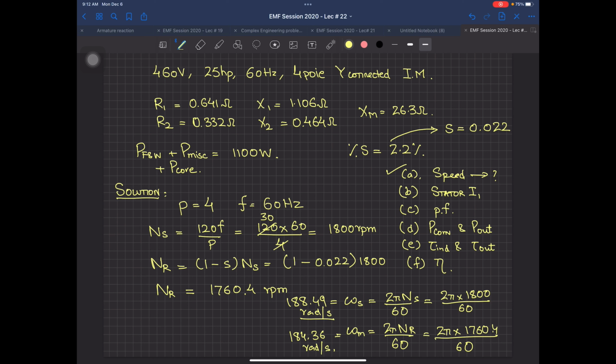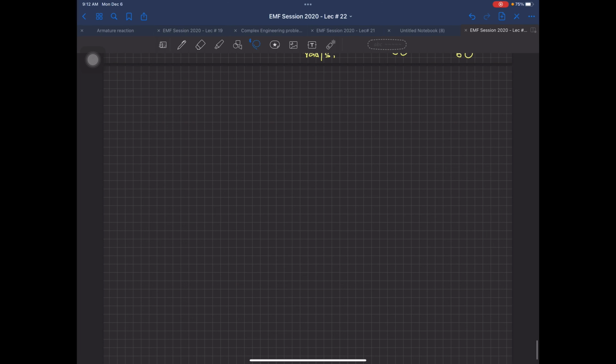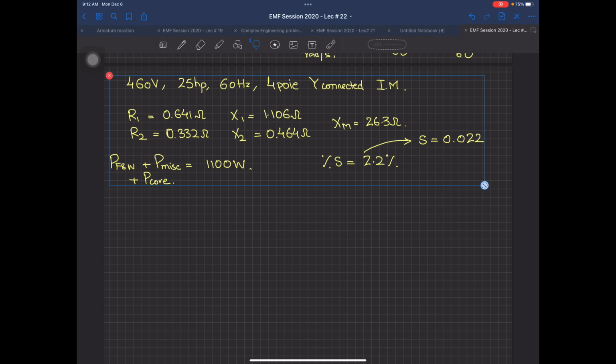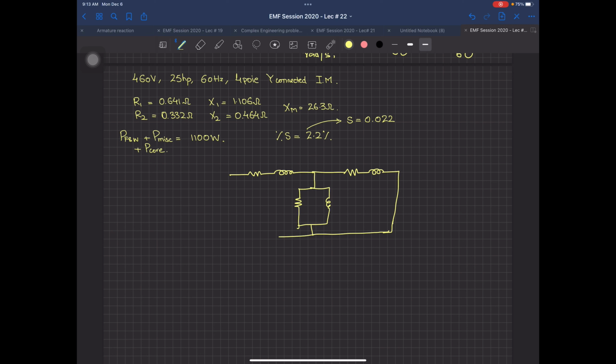Now you have to find out stator current. Now for stator current, let me take these values and move to the other side. So I have the other page, and let me just reduce it a little. Now first of all draw the equivalent circuit which has been given to you. So I am drawing that equivalent circuit over here. This is your R1, JX1, R2 by S certainly, and this JX2.